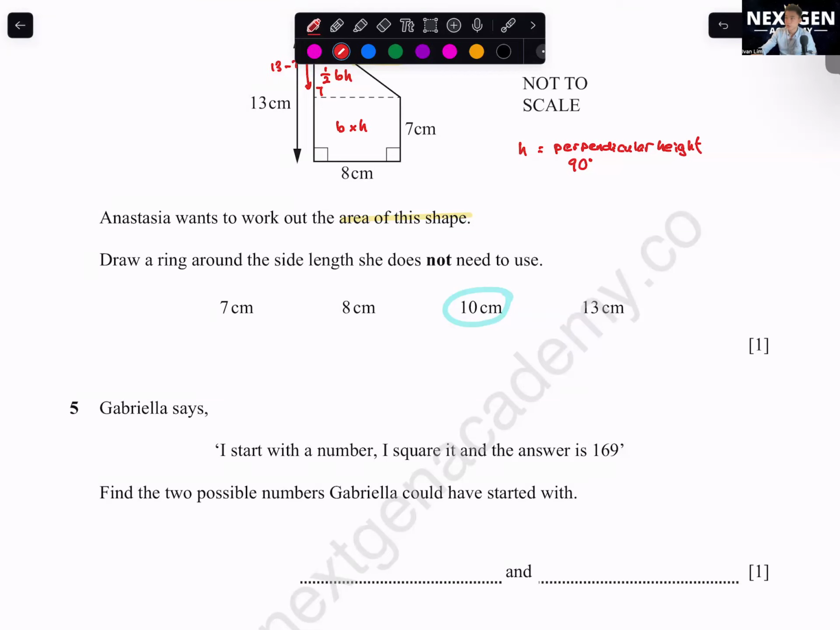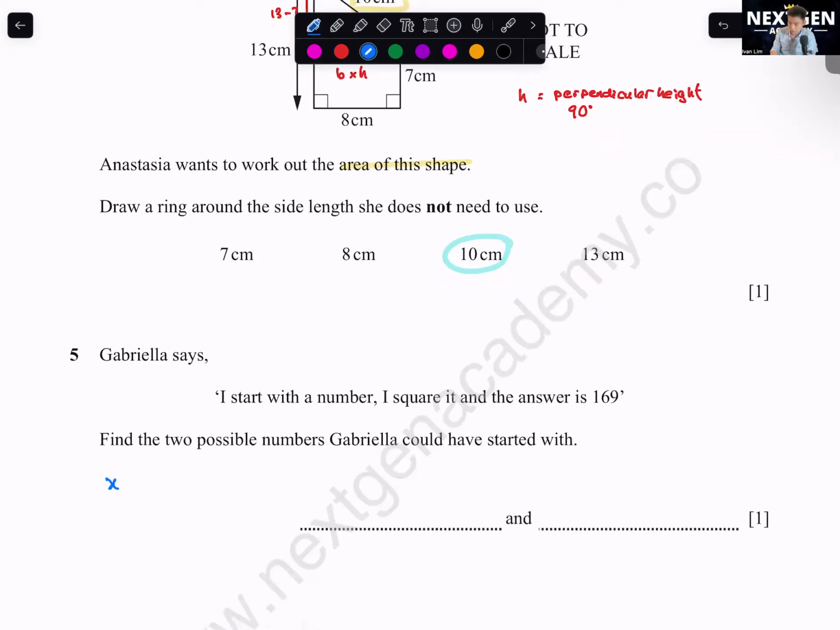Okay, number 5. This is a word problem. I start with a number, I square it, then I would get the answer 169. Okay, very good, Ashwini. Okay, so we can say it's like this, right? Let's say a number X, we square it, we'll get 169.